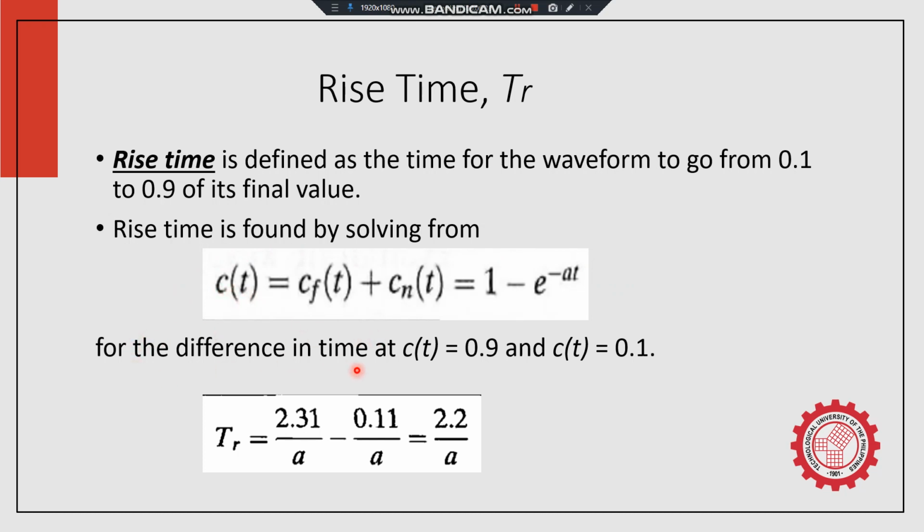Okay? So for the difference in time at c(t) equals 0.9 and c(t) equals 0.1, for c(t) at 0.9 that will be 2.31 over a, minus 0.11 over a, and that will be 2.2 over a. Okay? Now, paano nakuha yung 2.31 over a at 0.11 over a? I want you to do that on your own based from the same computation we did in the previous slide. That is for you to practice.